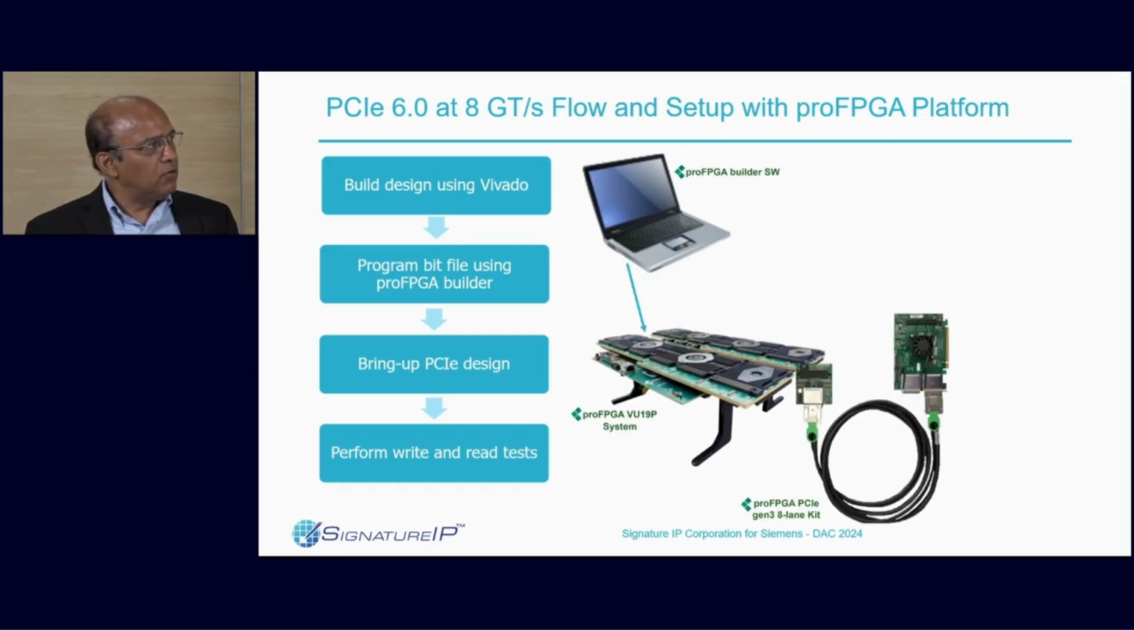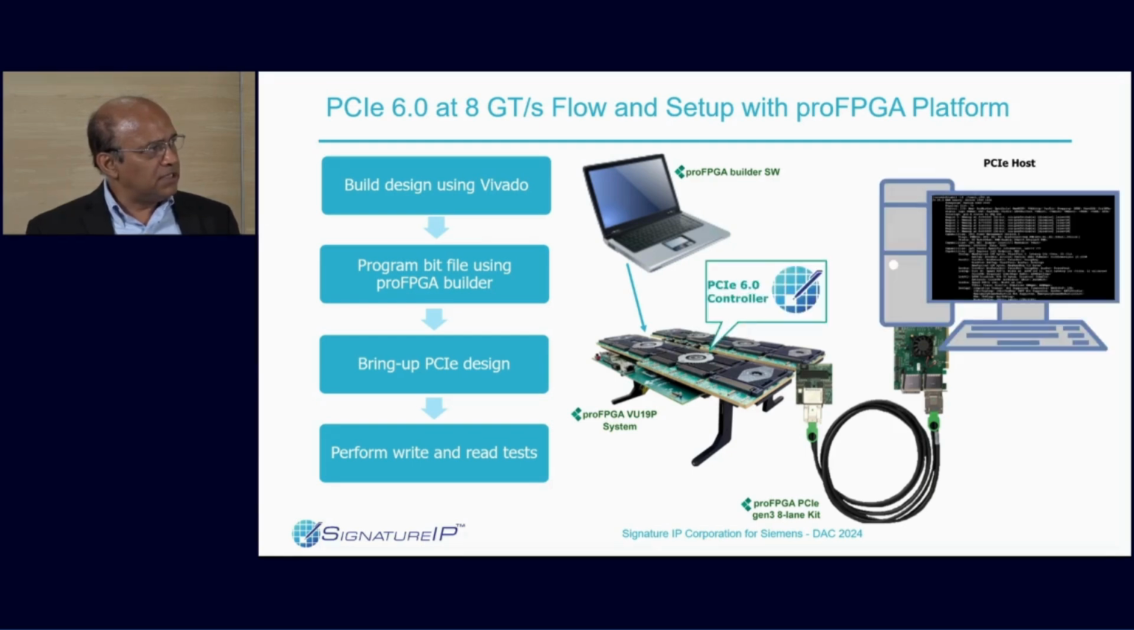So this is how the demo looks. As you can see, the hardware Pro FPGA VU19P is in the middle, that connects to the host PC on the right side, and then the laptop on the top left, top middle. That is how we program the bit file through the Ethernet interface. The PCIe 6.0 controller is inside that, and we run traffic through the host PC.